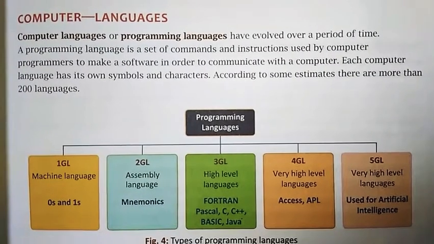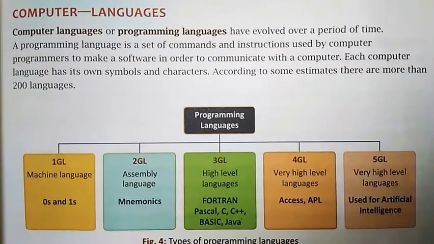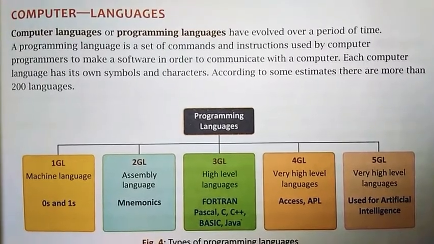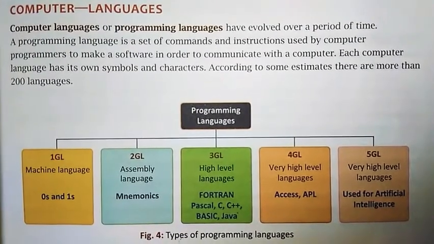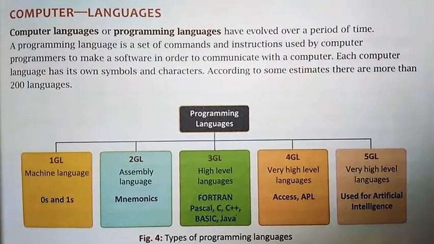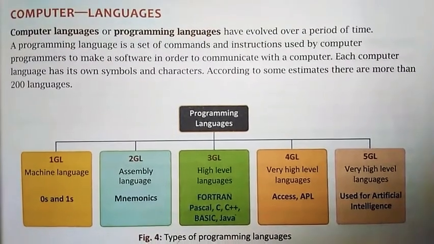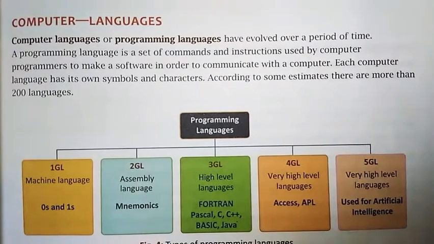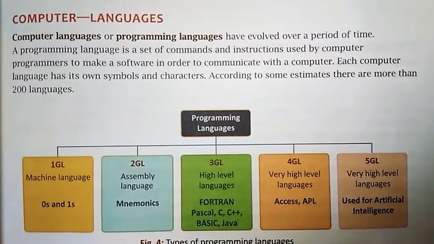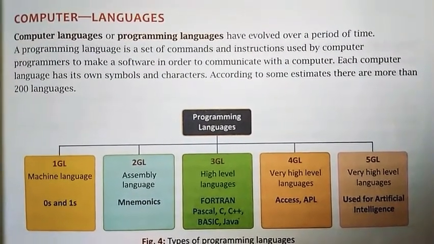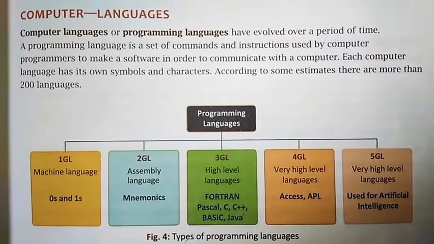So students, each computer has its own symbols and characters. According to some estimates, there are more than 200 languages. A programming language is a set of commands and instructions used by any programmer to make software in order to communicate with a computer. It makes an easy way to communicate with the computer. We make a software through which we can give commands and instruct the computer, and the medium is called a language.